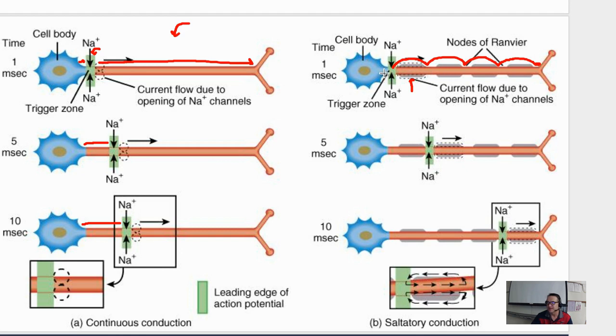You can see after 1 millisecond, it traveled about the same as continuous conduction. But after 5 milliseconds, it's traveled way over here. After 10 milliseconds, it's way down here, where in continuous conduction, it was just right here. So saltatory conduction is much, much faster because the action potential, the nerve impulse, is able to skip large regions of the axon, jumping from node of Ranvier to node of Ranvier.